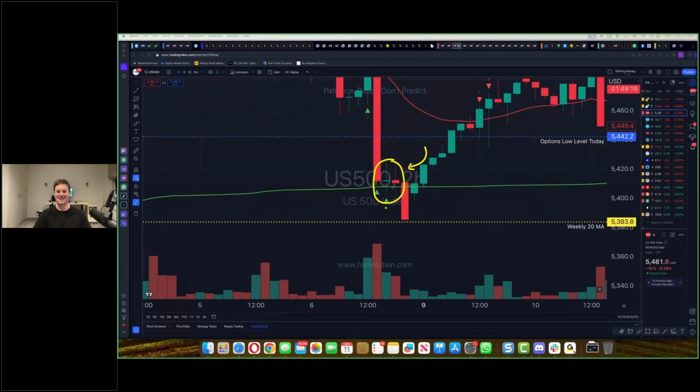And it is at this point that we need to be focused in on when it comes to price action. So we know that it's probably oversold.